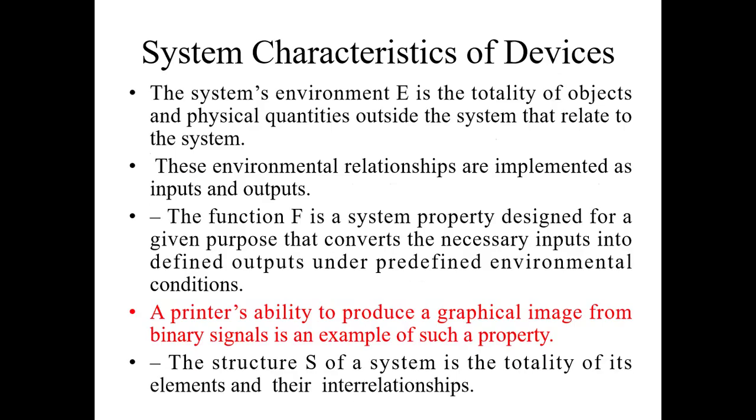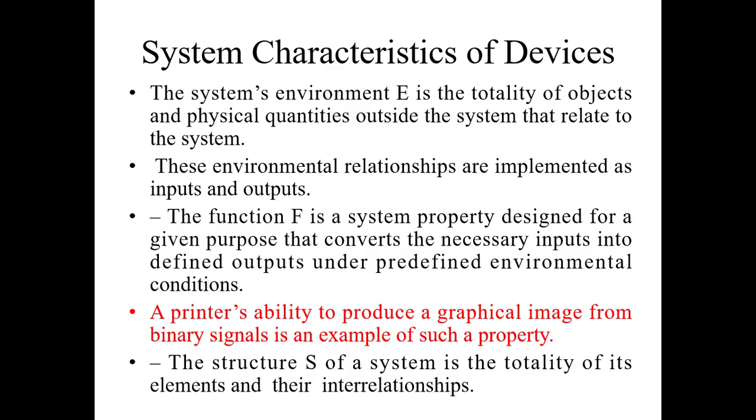So now we will see what an environment is. Environment is nothing but a physical quantity that you can sense. Environment is the totality of objects and physical quantities outside the system that relate to our system. Actually, these environmental relationships can generally be implemented by using inputs and outputs.